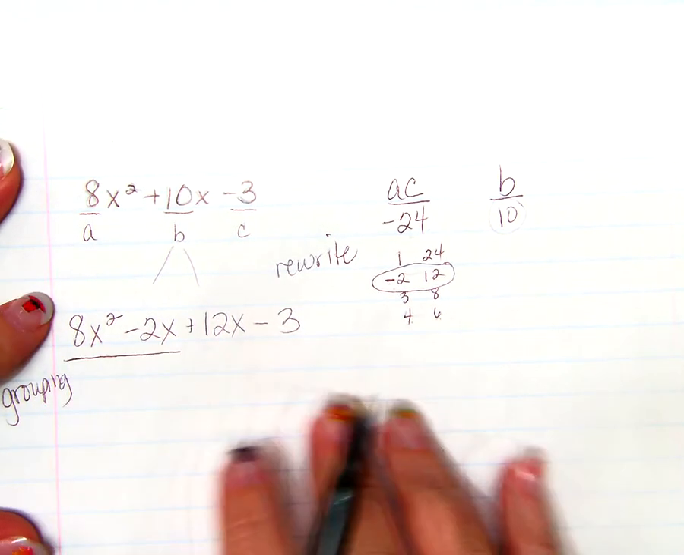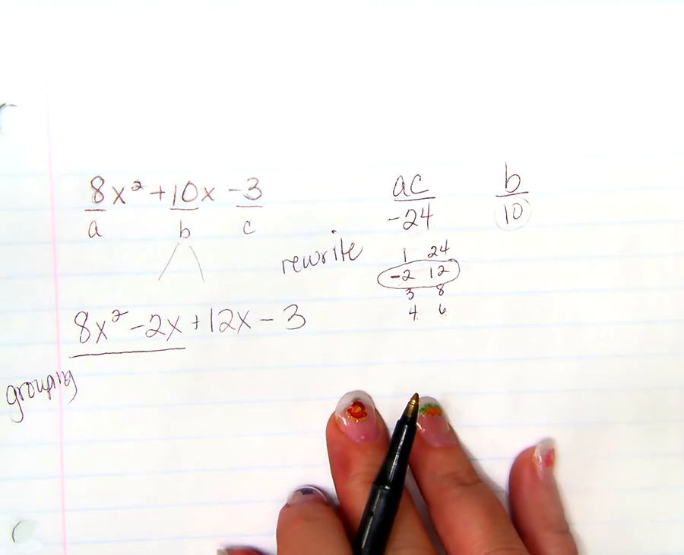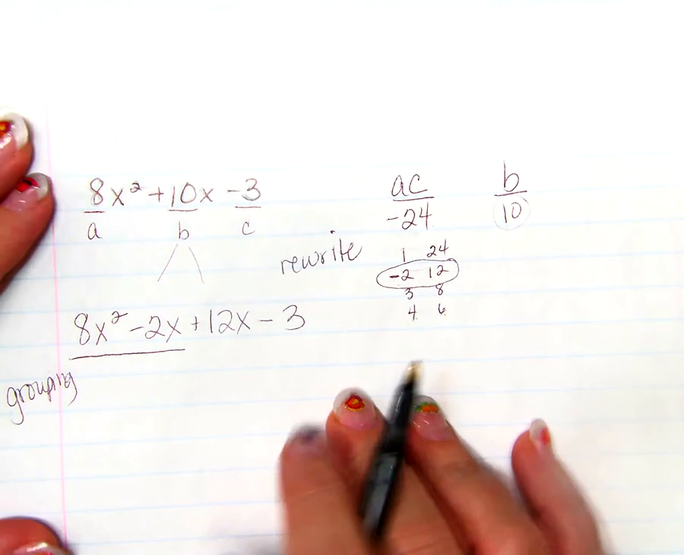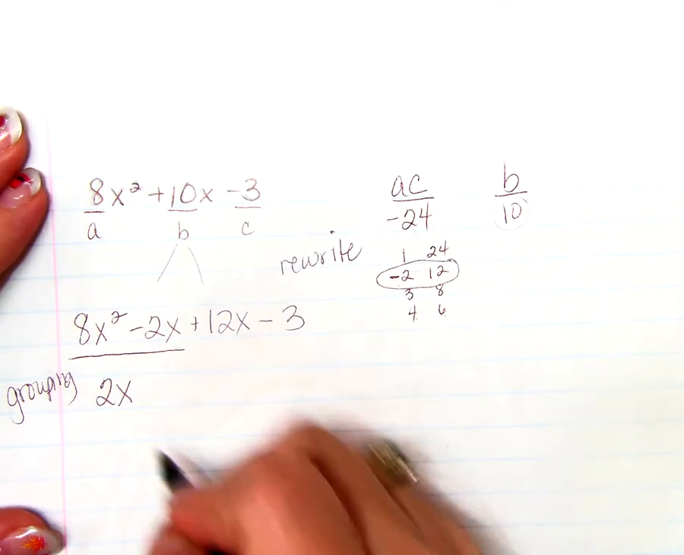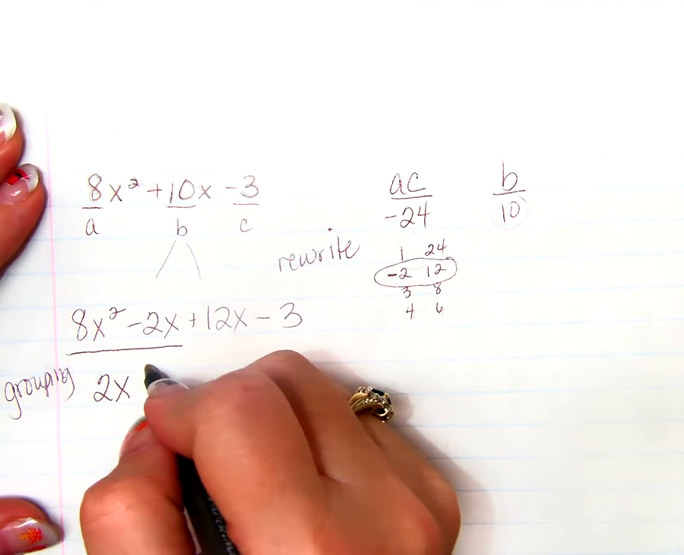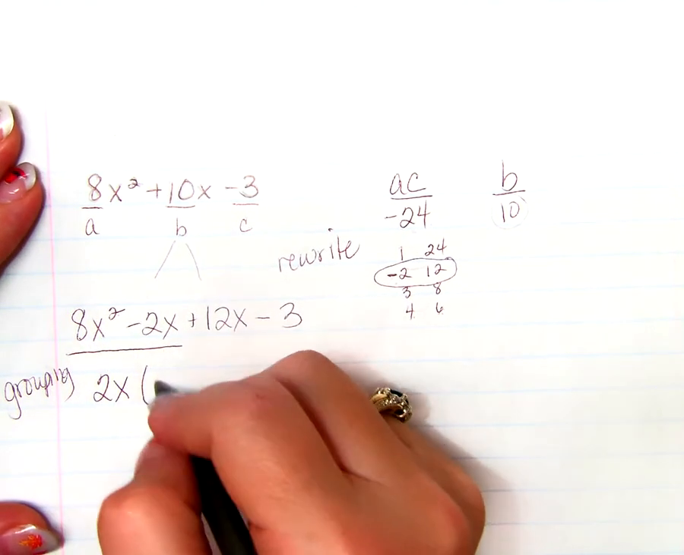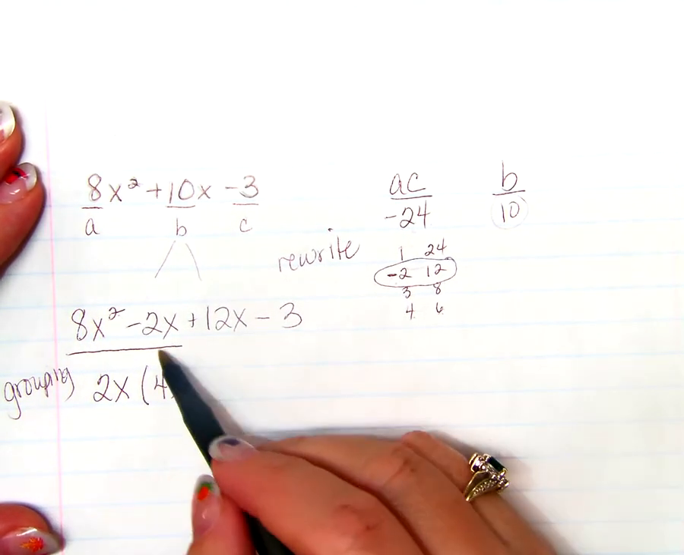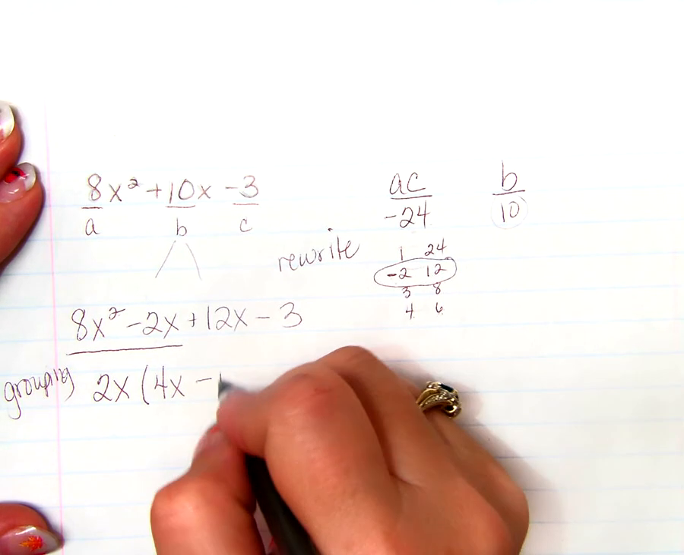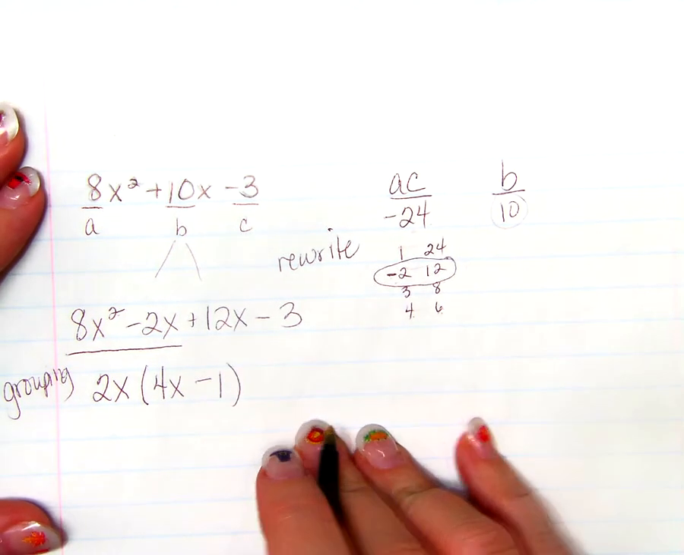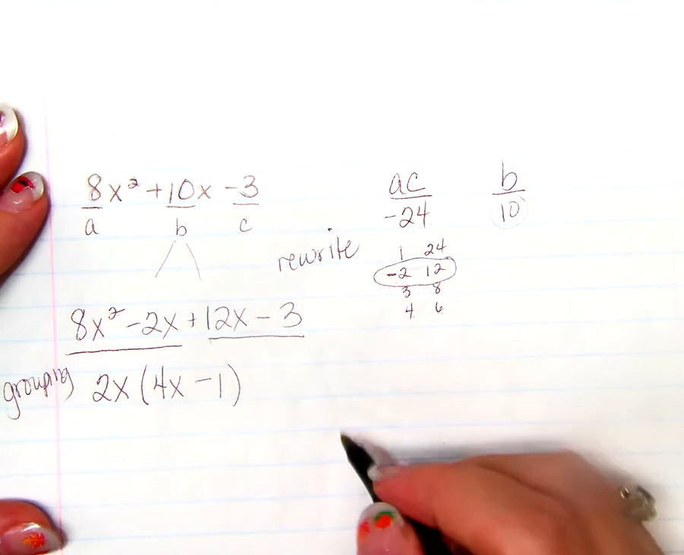Just look at the first two terms. What are the first two terms divisible by? 2x. What's left? If I divide this by 2x, I'm left with 4x. If I divide this by 2x, I'm left with minus 1. Now just look at the second two set of terms.